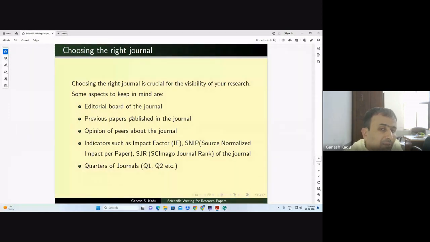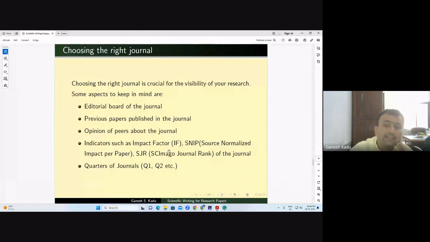So these 8 people are there just, I mean, they're not doing anything. Their names are being used. Such things have to be observed. Then the other thing you can find out about the journal is the opinion of peers about the journal. So experts in that area, how do they value that particular journal? That also needs to be observed.